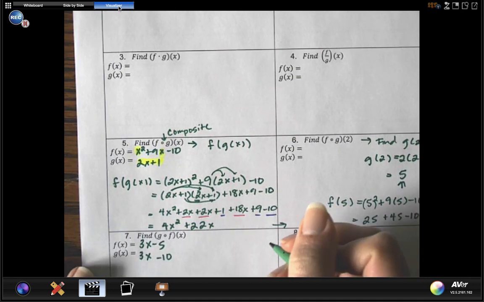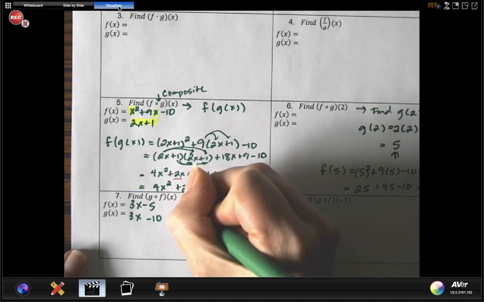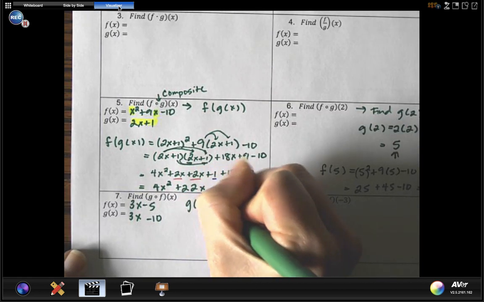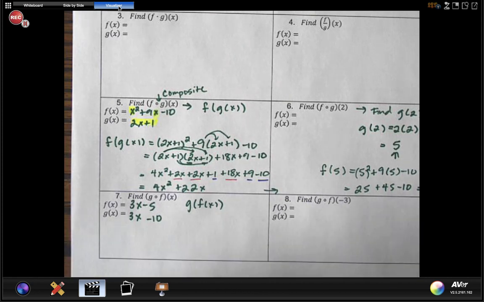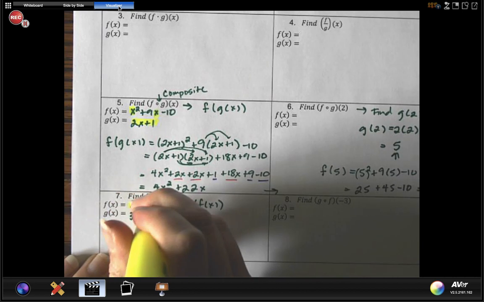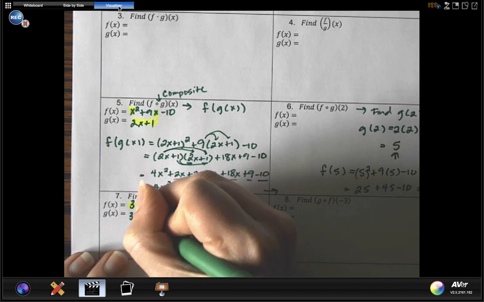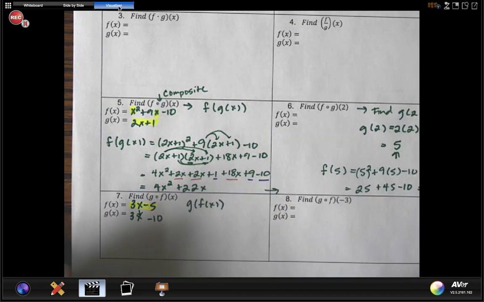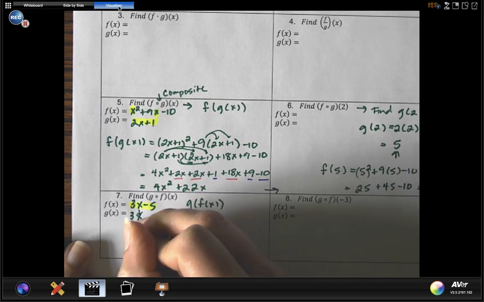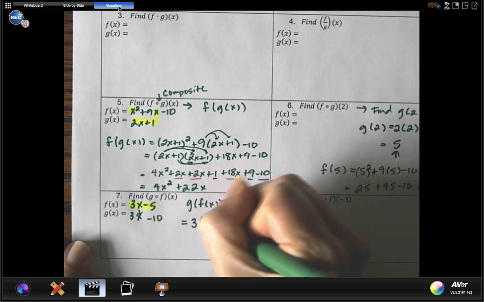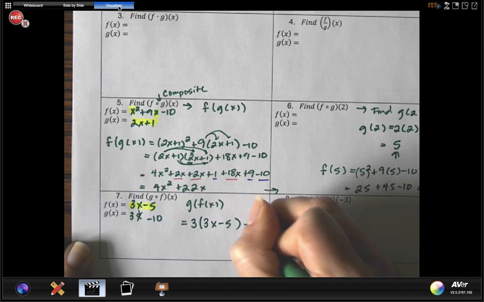If I'm going to find, again, this open circle means g of f of x. So the function f, whatever f of x equals, which is 3x minus 5, is going to fill in for this x right here. And there's only one of them, so I only have to do one substitution. I would have a 3 on the outside because of this 3, in parentheses I would put 3x minus 5, and then carry down the minus 10.